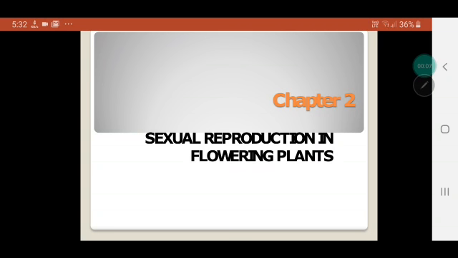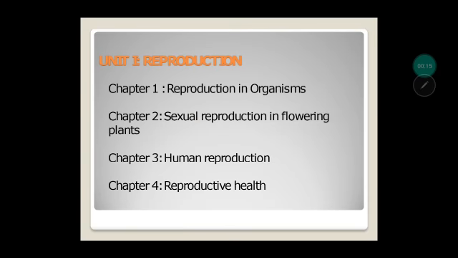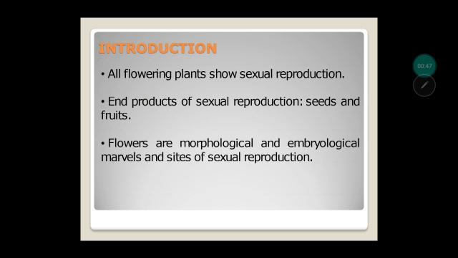Here we are discussing today the second chapter of biology, that is sexual reproduction in flowering plants. So already we have started with unit 1, that is reproduction, and there are 4 chapters which we are going to cover in this unit 1. Firstly, we have already covered chapter 1, that is reproduction in organisms. Today we'll be dealing with chapter 2, that is sexual reproduction in flowering plants, and later on we'll be talking about human reproduction and reproductive health. This will cover our unit 1 of reproduction, and this unit carries 14 marks in your CBSE exam. So let's get started with chapter 2.